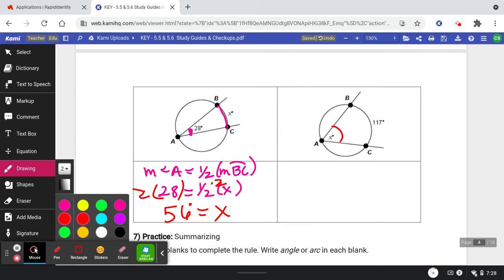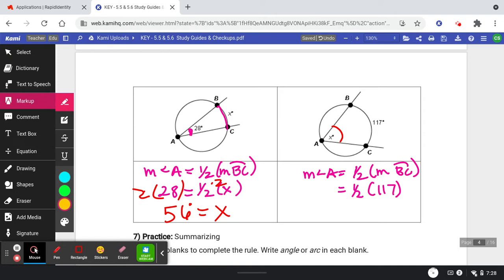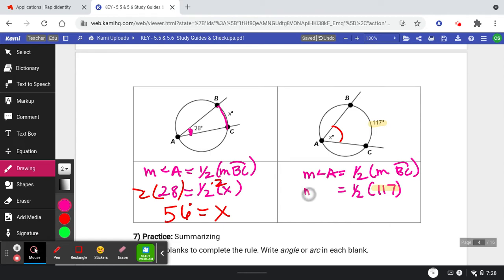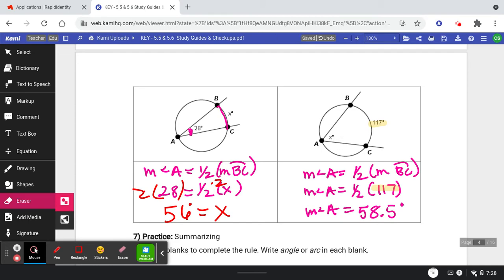Okay, let's do the other one. This time the x is on the inscribed angle. Remember that the inscribed angle is half of the intercepted arc. So the measure of angle A is equal to half of the measure of minor arc BC. So the measure of angle A is equal to half of 117. Do you see this right here? And so the measure of angle A, if you divide that with your calculator, is equal to 58.5 degrees. How'd you do?